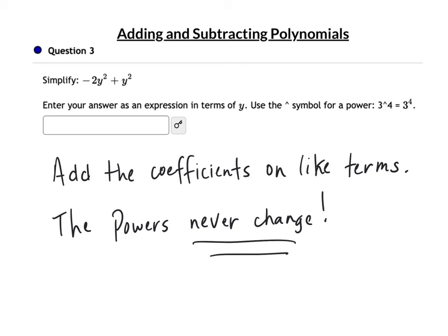There's nothing in front of that y squared, which means there's a 1. Negative 2 plus 1 is negative 1. You could enter this then as negative 1 y squared, but we don't need to put the negative 1. We could simply write that as just negative y squared, and that would be good too.